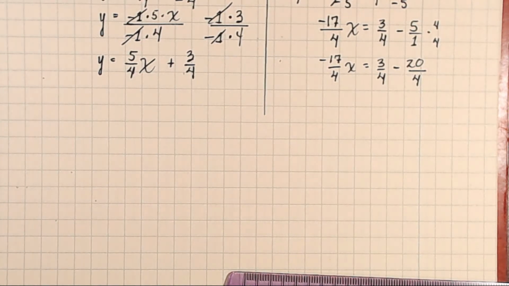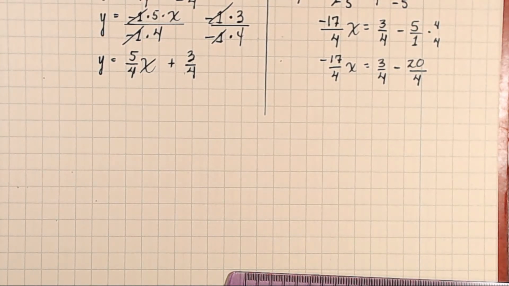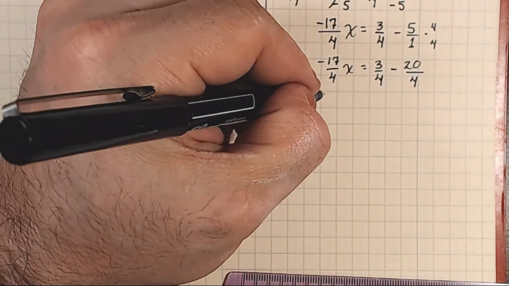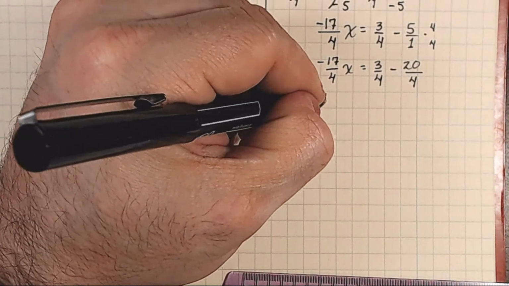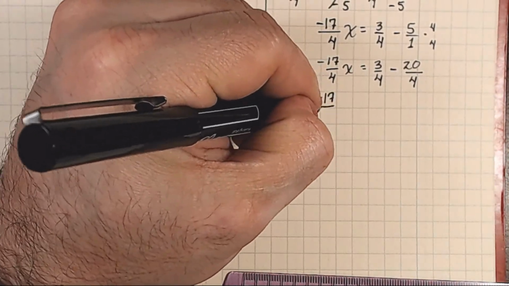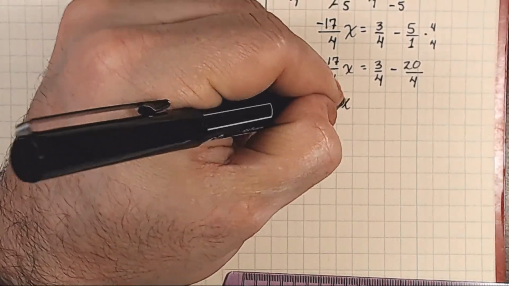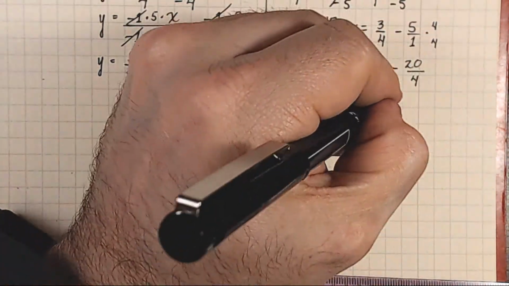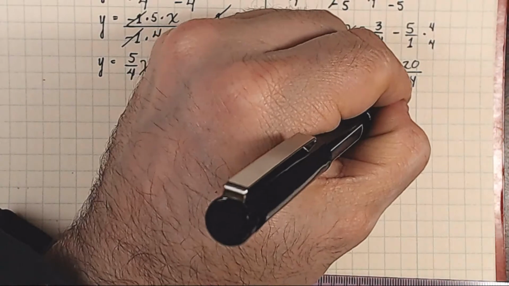So you could say it another way. What's 20 minus 3? Negative 17. So, let's just rewrite what we've got. We've got negative 17 over 4x equals, and now we've got a negative 17 over 4.